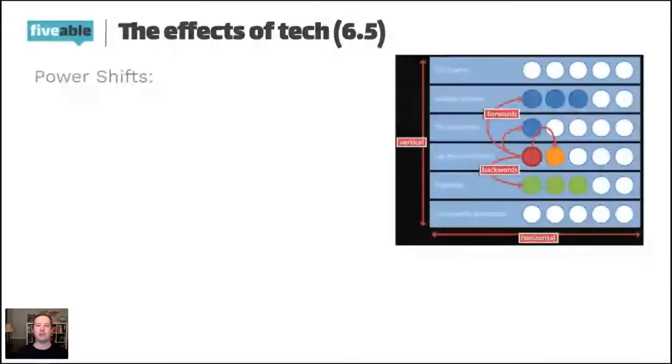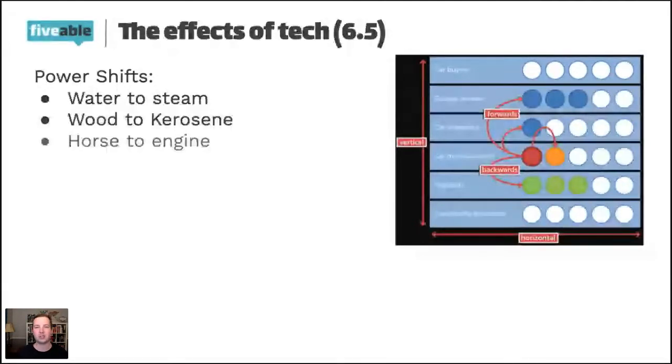Well, first of all, we get power changes, right? So water to steam, wood to kerosene. We start to use oil a whole bunch, moving from horses to engines, not only steam powered like water wheels and things, but we're talking full on big, heavy industry.